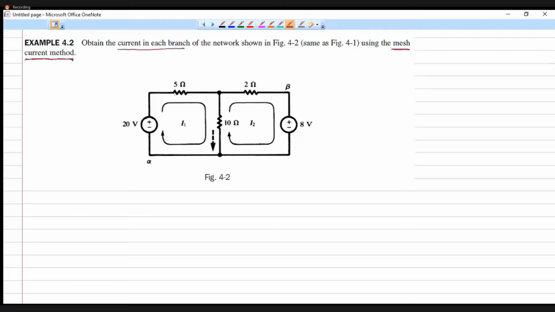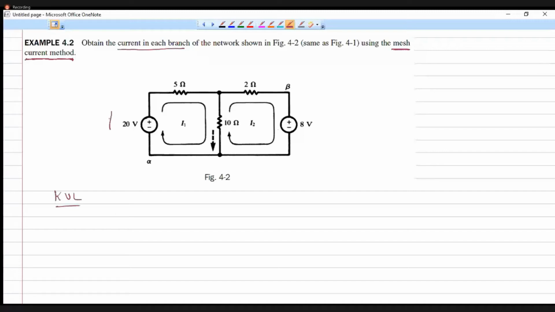So what should we do first? First step is we have to assign currents for each of these meshes. It's already drawn here. I1 is marked here and I2 is also marked here, and both of those are marked in the clockwise direction. What is the second step? I have to apply Kirchhoff's voltage law. So I can apply KVL for the first loop.